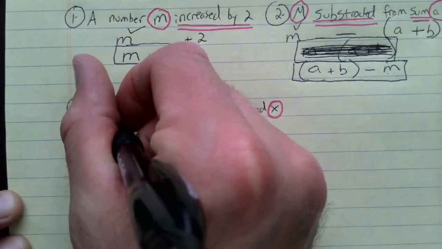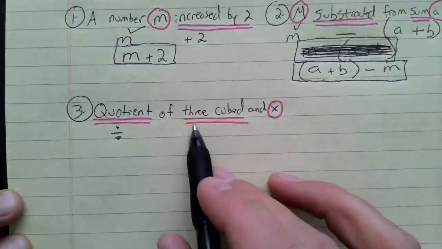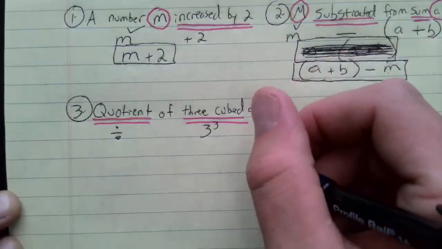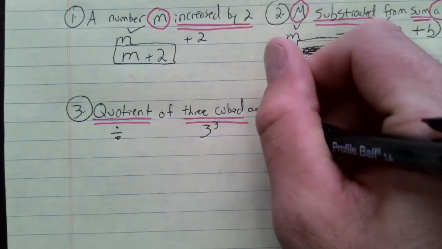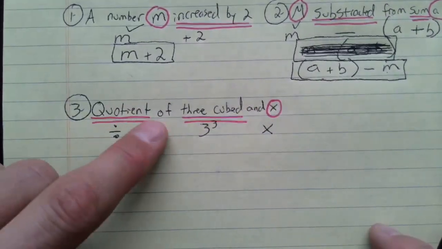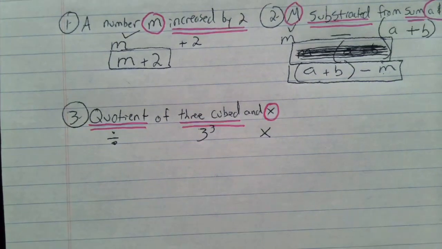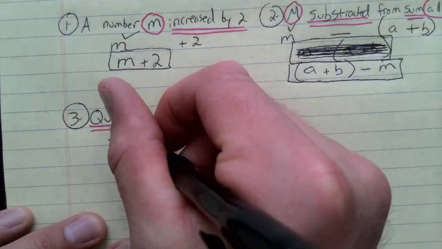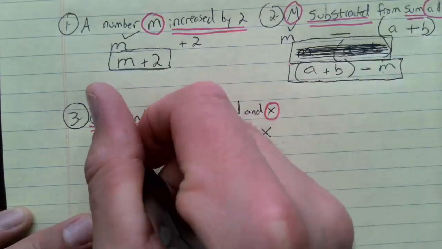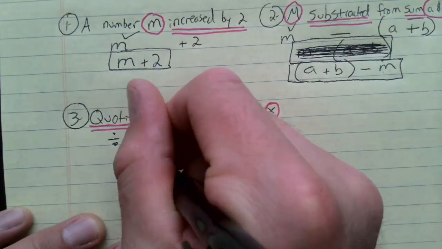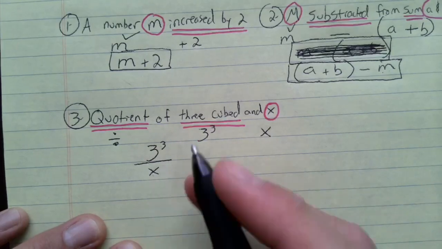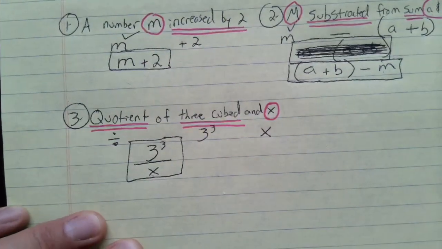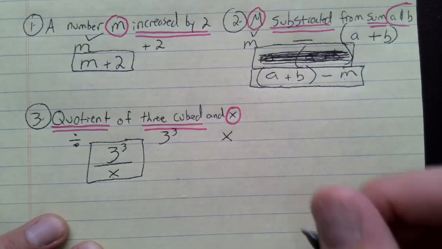Quotient means to divide, and 3 cubed is just written as 3 to the 3rd power, and x. X is right there. So it says the quotient of 3 cubed and x. So if you're looking at the quotient of these two, that is just 3 to the 3rd power divided by x. The quotient of 3 cubed and x, or 3 to the 3rd power divided by x, is your answer. That's it. Let's see another one.